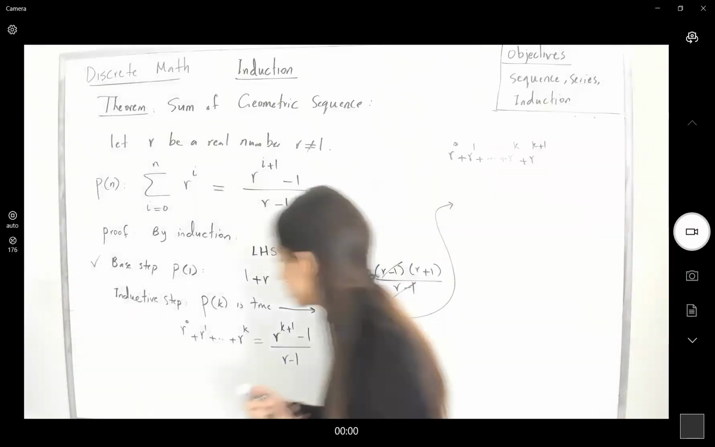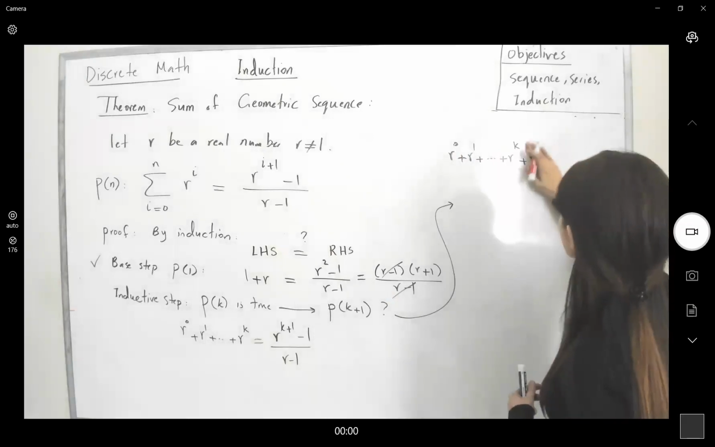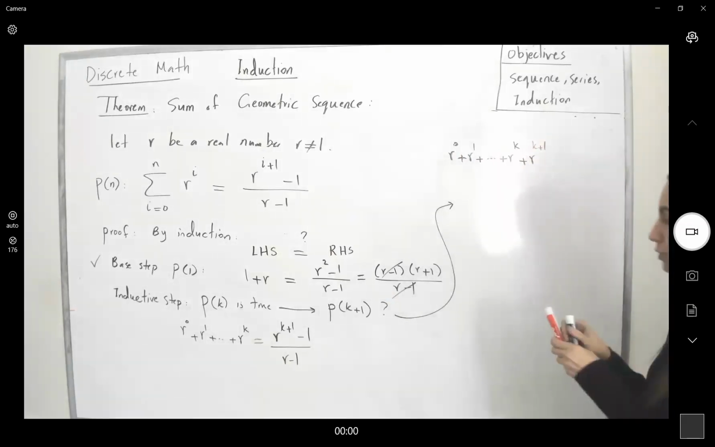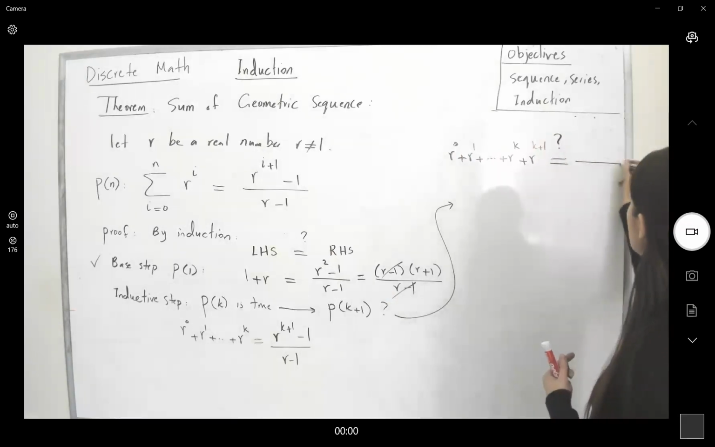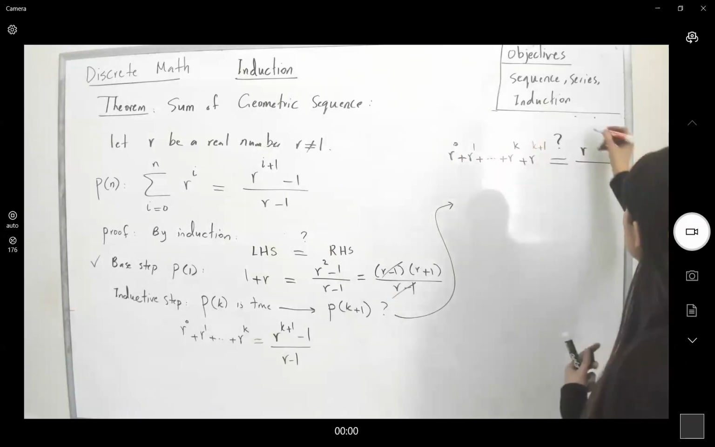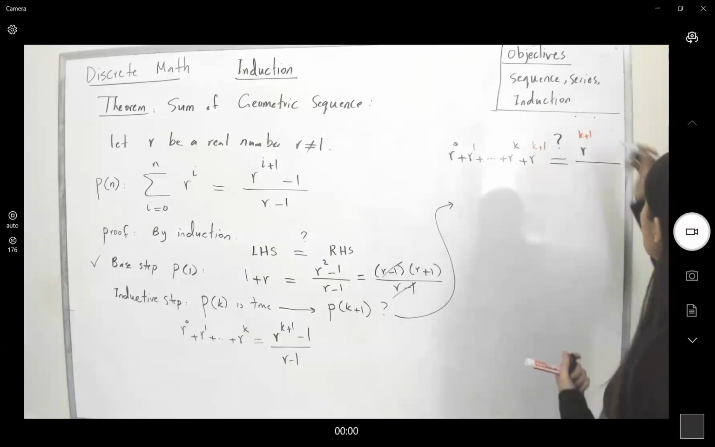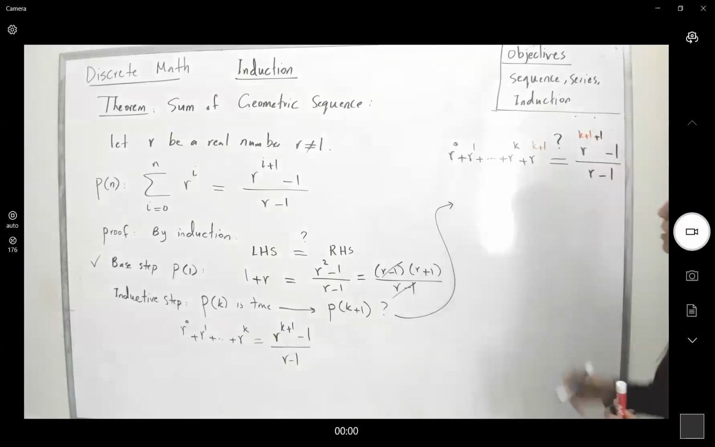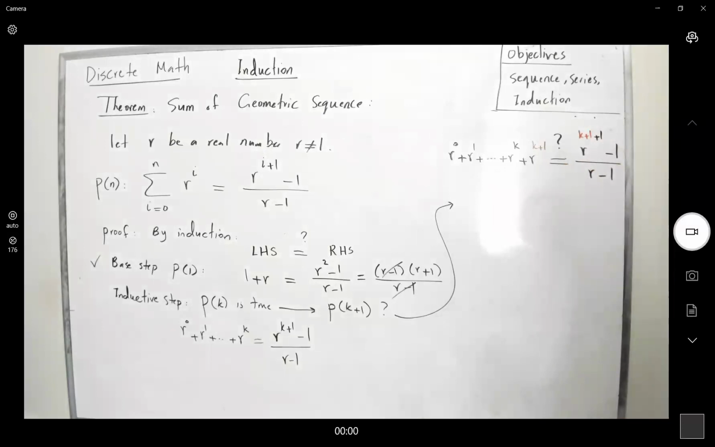I'm going to use a different color for k plus 1, so you know that we are working with the inductive step. I'm going to show that the sum up to k plus 1 is equal to r raised to k plus 1 plus 1, minus 1, divided by r minus 1. We want to show that the left-hand side is equal to the right-hand side.